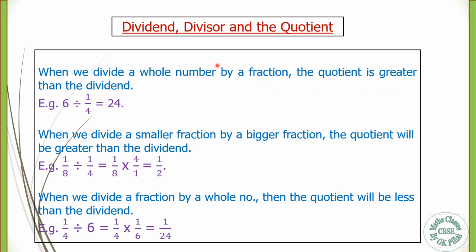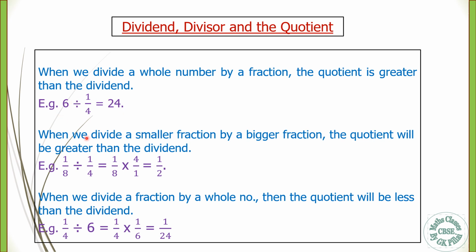The next one, dividend, divisor and quotient. Normally when you deal with natural numbers or whole numbers, we find these kinds of terms when you divide one number by another number. But as far as fractions are concerned, we also deal with these terms. When we divide a whole number by a fraction, the quotient is greater than the dividend. 6 is a whole number or a natural number. When you are dividing this by a fraction, the quotient which you are getting, 24, is greater than the dividend 6.